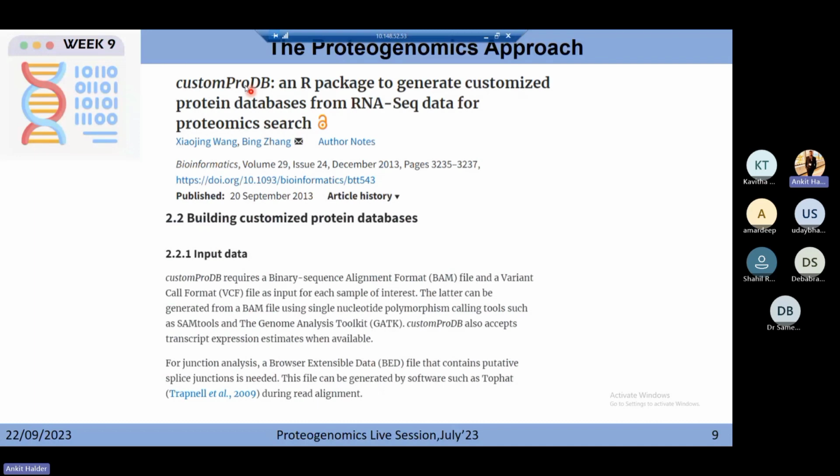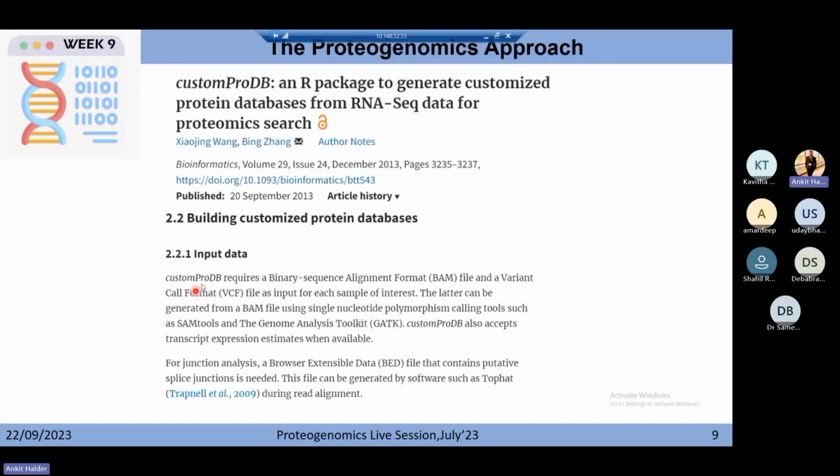This is the publication, so you can go through it. This is from Bing Zhang at the Broad Institute, which generates your customized protein database from RNA sequence data for your proteomic search. So what does it require? First of all, whenever we use any tool or software, we try to understand that we need an input file and an output file. So input and output: what are the file format requirements for the input that we provide, and then what we get as output data.